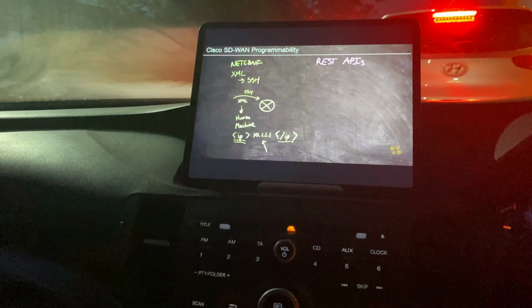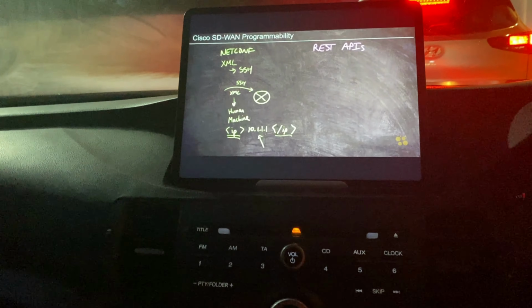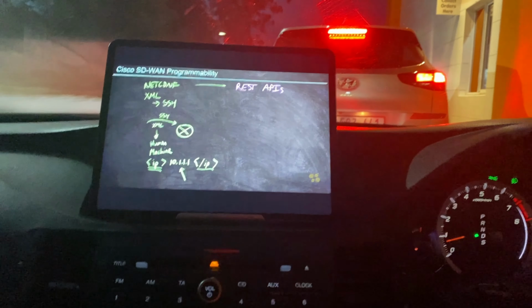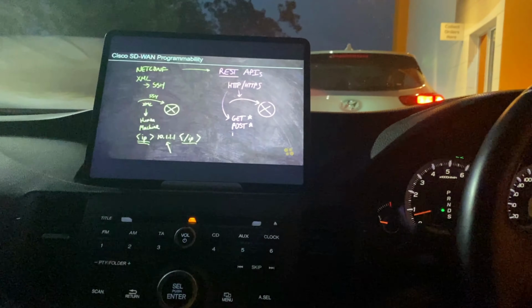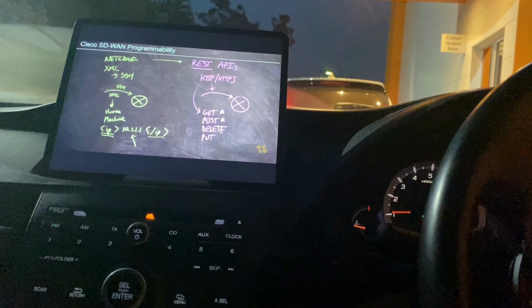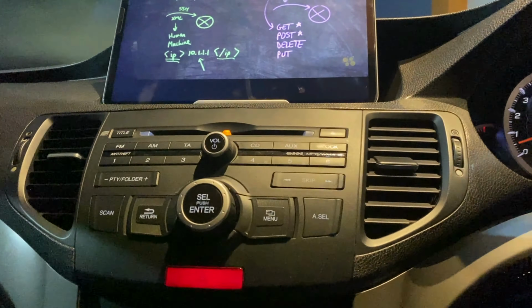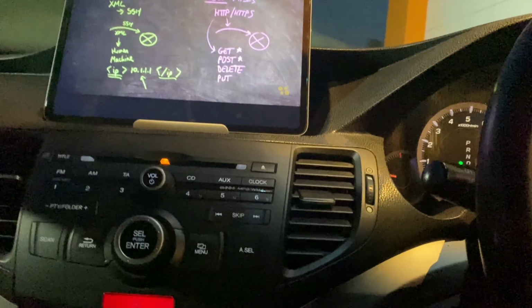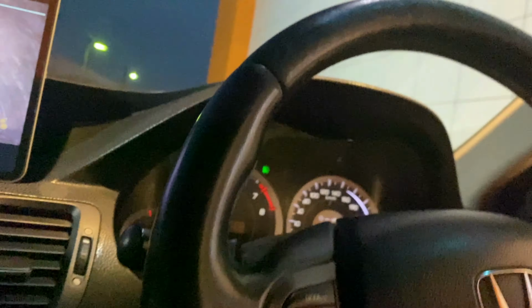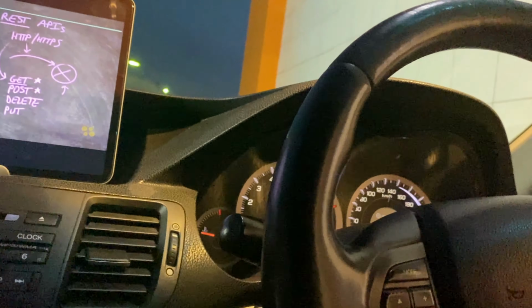NETCONF has been around for a long time, and we've really moved away from NETCONF, and we leverage REST APIs more than NETCONF as well, such as delete and put, and even more, but for the most part, we're going to be doing a lot of gets, puts, and posts. So if I want to do a read operation, I might send a get to get information, and then I'm ready to do a configuration change.